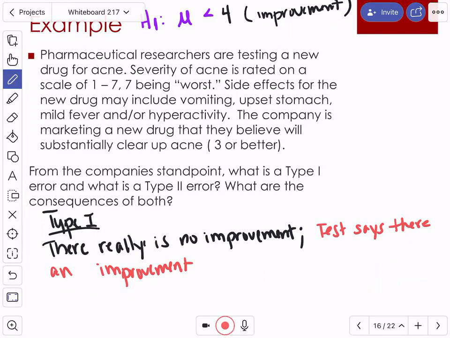How did the test do that? We reject a true null. That's what that really says. There really is no improvement. Test says there is an improvement. We have rejected a true null. What have we done then? We are giving people a drug that really does not work. We are really handing out a drug that really does not work. Does everybody understand that's what this is saying? This is literally saying the drug does not work.